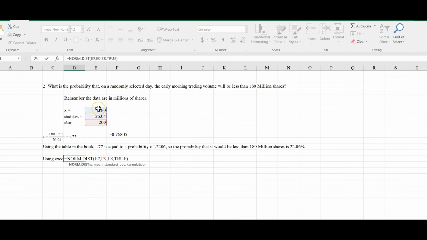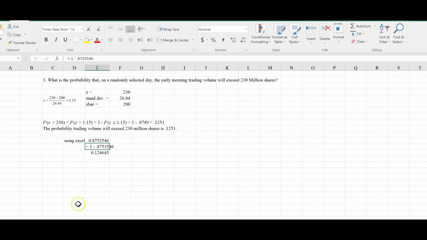So again, I put in my X, the standard deviation, and the sample mean, and that gives me the probability. The probability would be about 22.6% from the book, but because Excel uses this exact figure, 0.76805, there's just a little bit of a difference between what we see in the book and what we see in Excel. Nothing crazy, just a little bit of a difference.